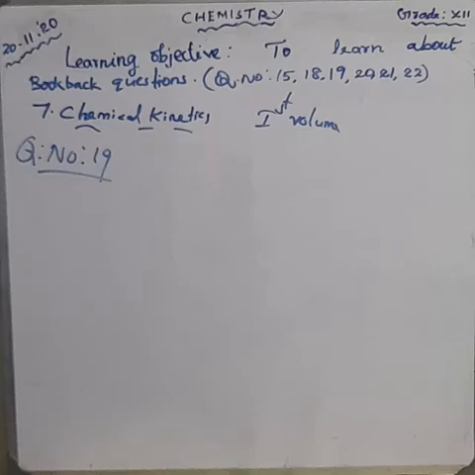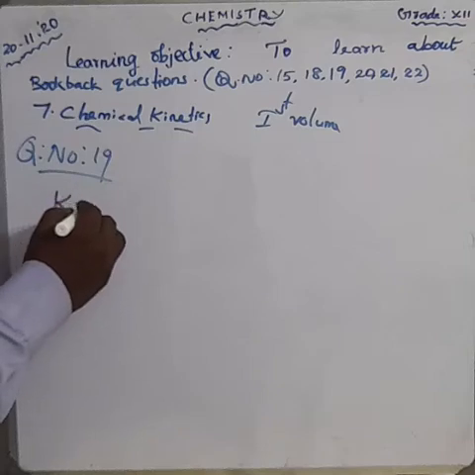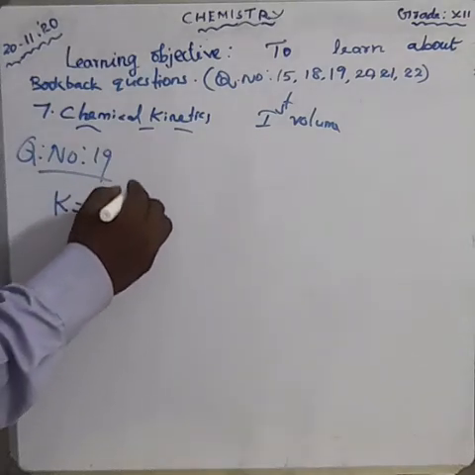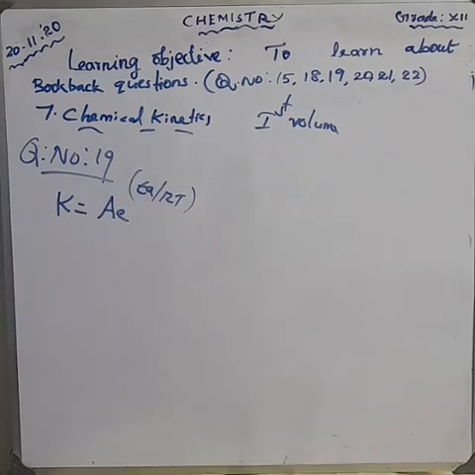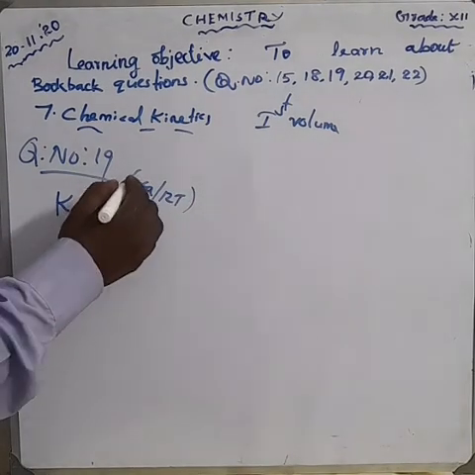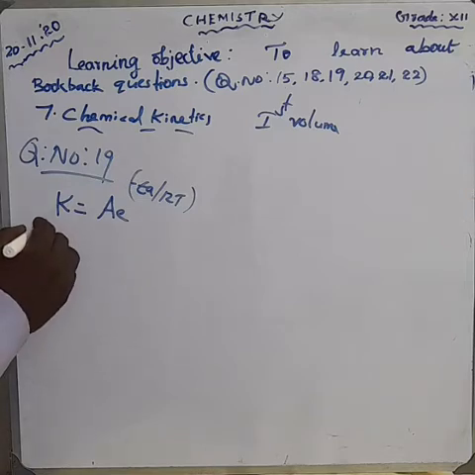So the E value is also given. So it goes to the formula, the Arrhenius equation: k is equal to A e to the power minus Ea by RT. This is the formula. Here, what is the frequency factor? Frequency factor is given.